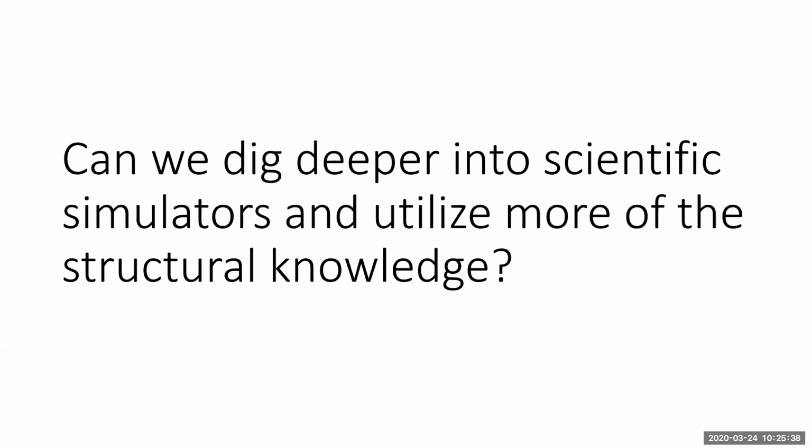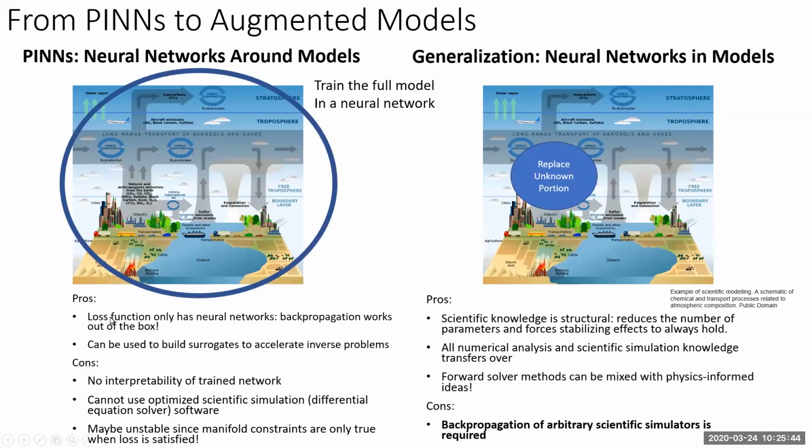So can we dig deeper and utilize more of the structural knowledge? And what do I mean by this? What I want to do is go from PINNs to augmented modeling. These PINNs are really putting a neural network around the model. They're basically saying, what we want this neural network to learn is the entirety of our partial differential equation. And then if we have our PDEs, some linear terms, then we can take derivatives of it and be able to reconstruct that in our cost function.